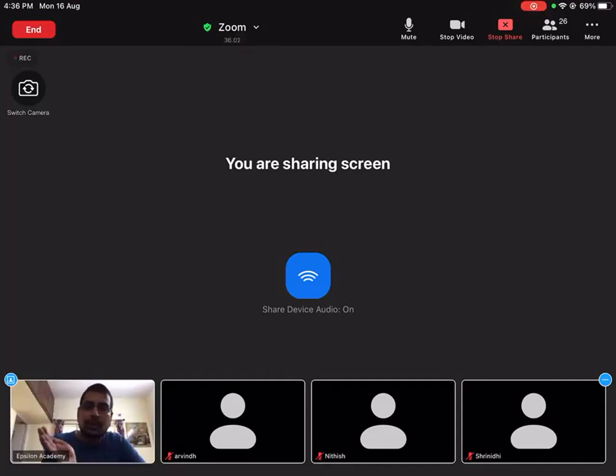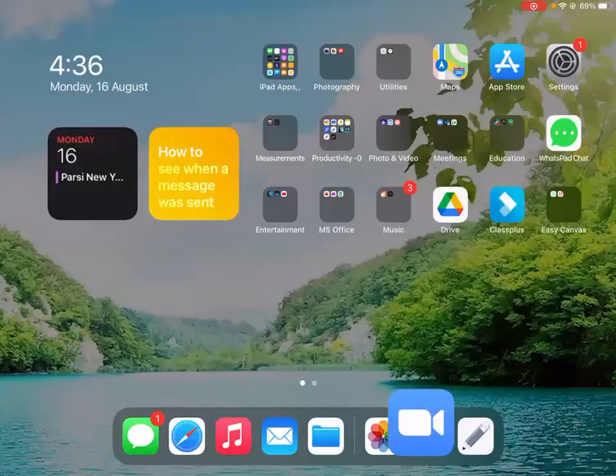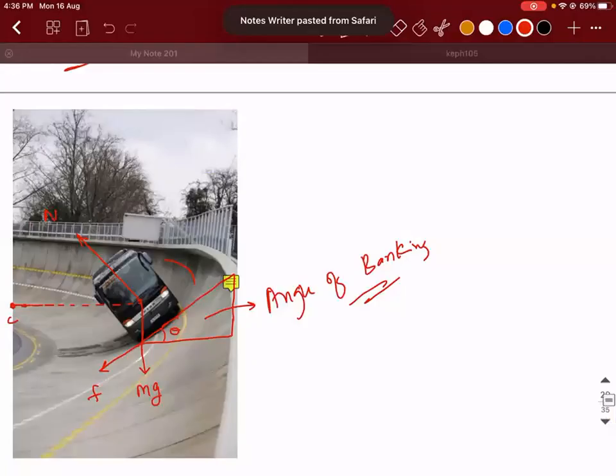So the bus is like this. On the bus, mg is acting in this direction, friction is acting along the surface, right? And the center is somewhere over here. Okay, I hope you're clear, right? So the center is somewhere over here.